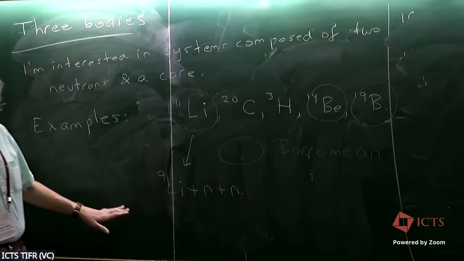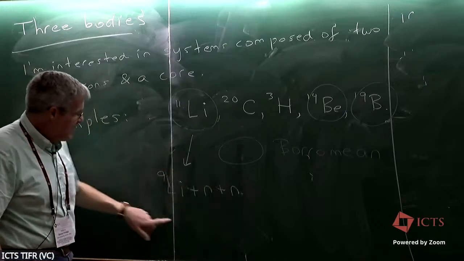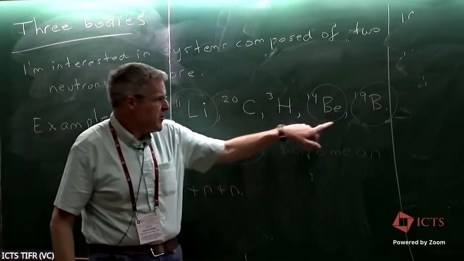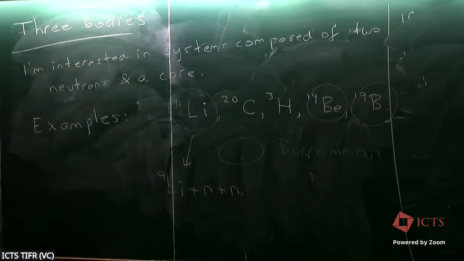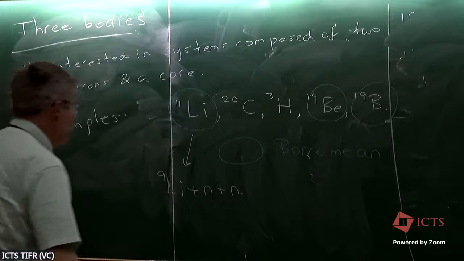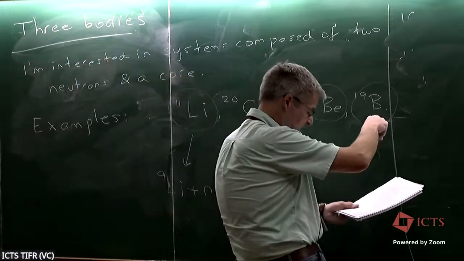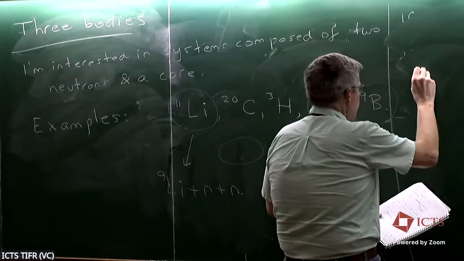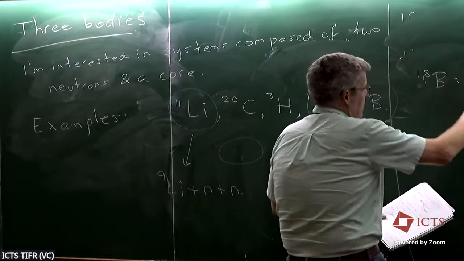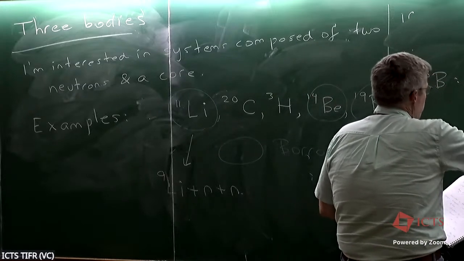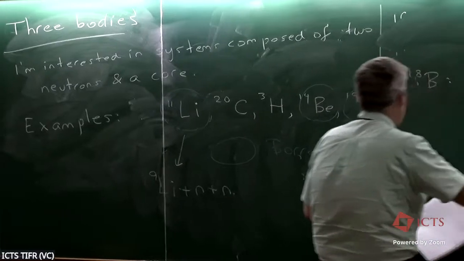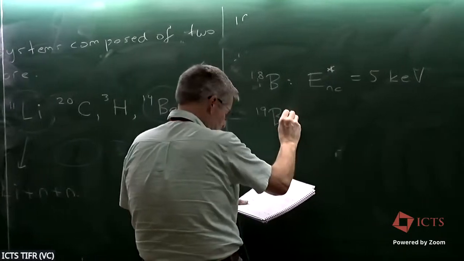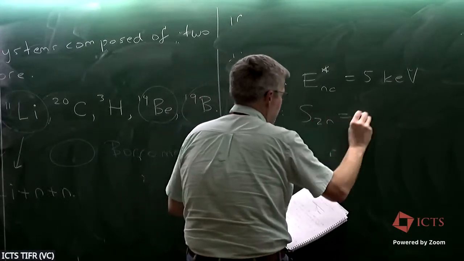So anyway, this is a Borromean system. So is this, and so is this. And some of the binding energies here are kind of remarkable. In this one, there's a resonance. Boron-18 is not bound, but it has a low energy S-wave resonance at 5 keV. And boron-19 itself is bound by 90 keV.